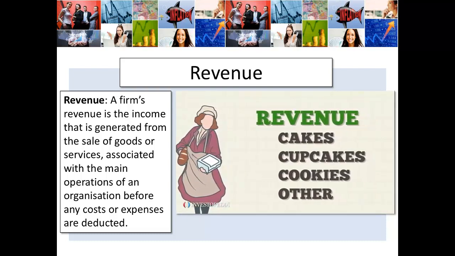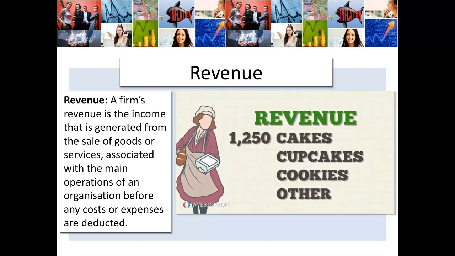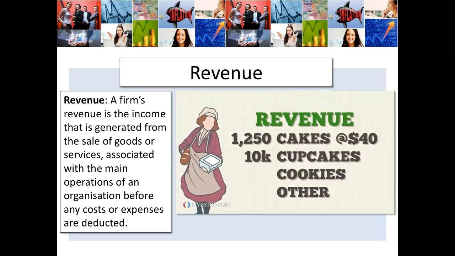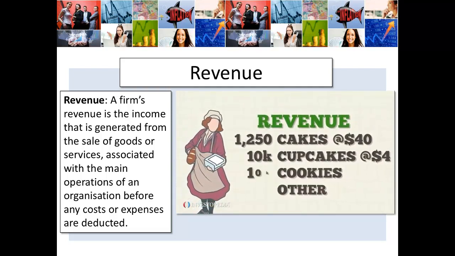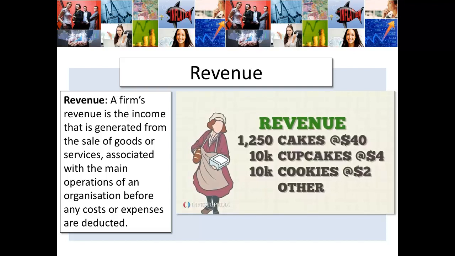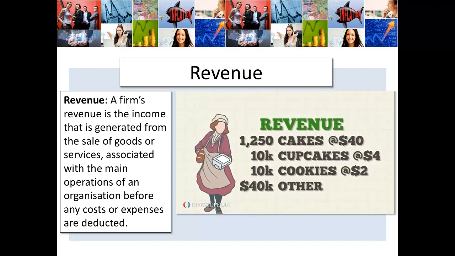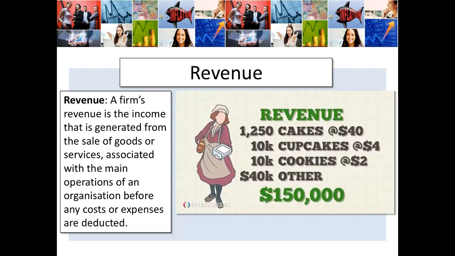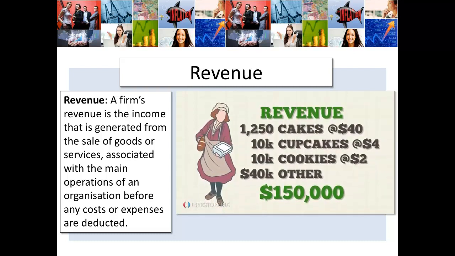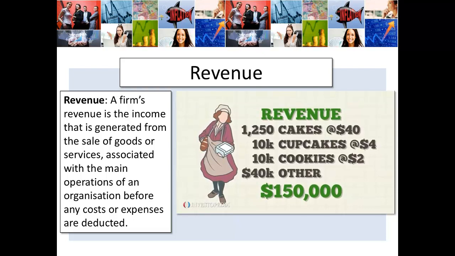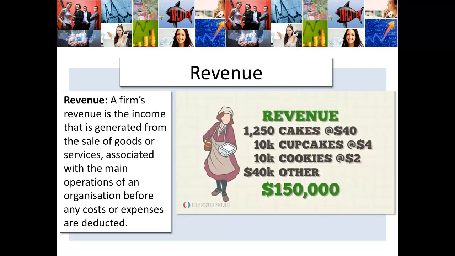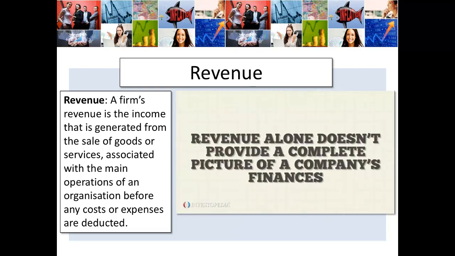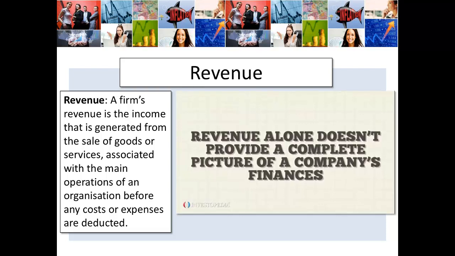In the first quarter, she sold 1,250 cakes at $40 each, 10,000 cupcakes at $4 each, 10,000 cookies at $2 each, and $40,000 of other assorted baked goods. Her total revenue for the first quarter is $150,000. Based on this number alone, it would appear that Barbara's bakery is very successful. However, revenue alone doesn't provide a complete picture of a company's finances.